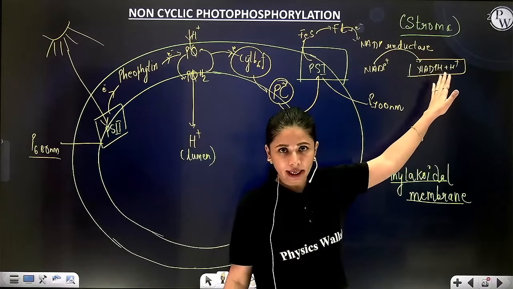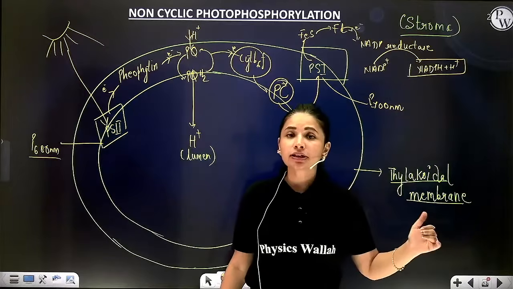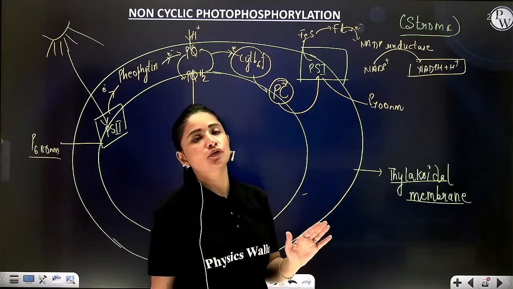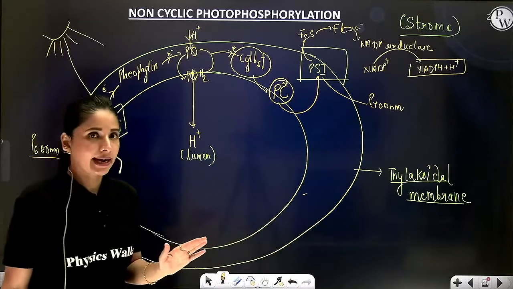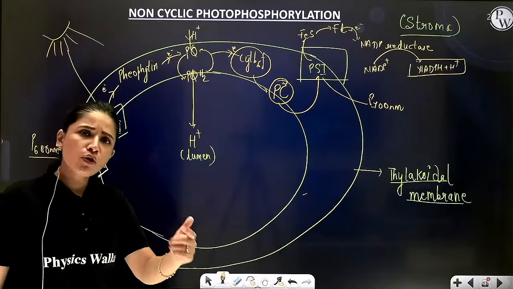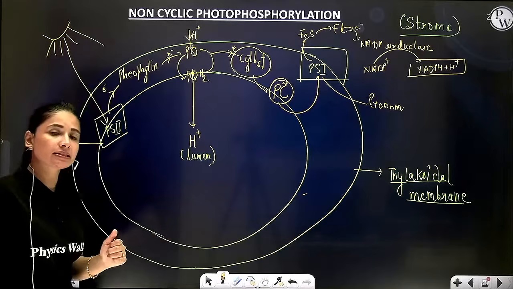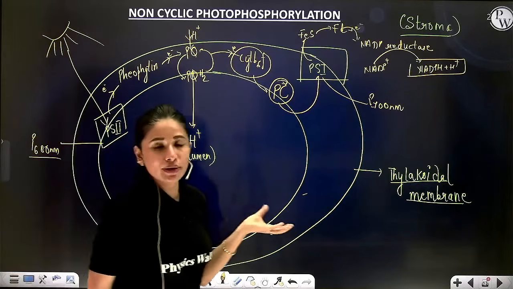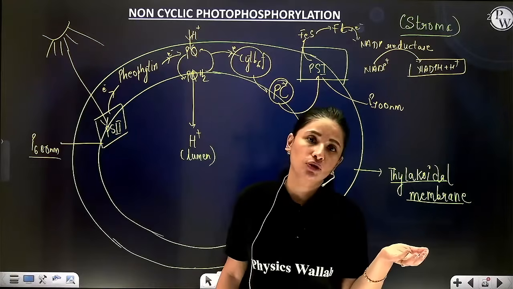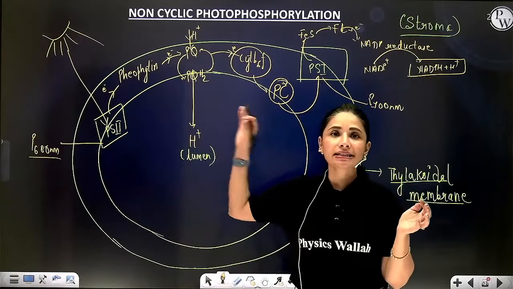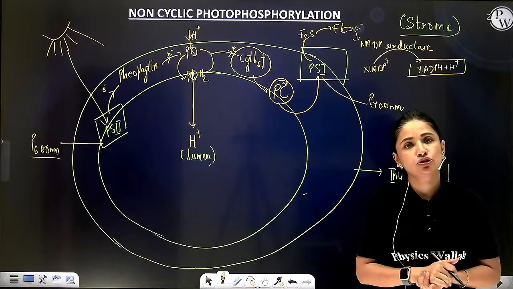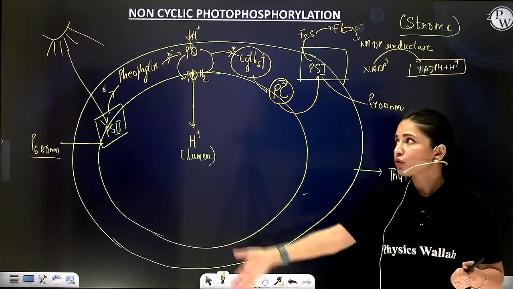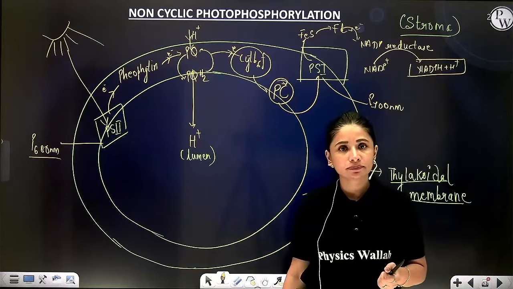NADPH2 you have obtained. Okay. Second thing is to see ATP synthesis to complete the process of non-cyclic photophosphorylation. Before we start with ATP synthesis, one thing you can observe, PS2 is still lacking electron. Everybody is satisfied except PS2. PS2 is still saying, where is my electron which I have given to pheophytin?